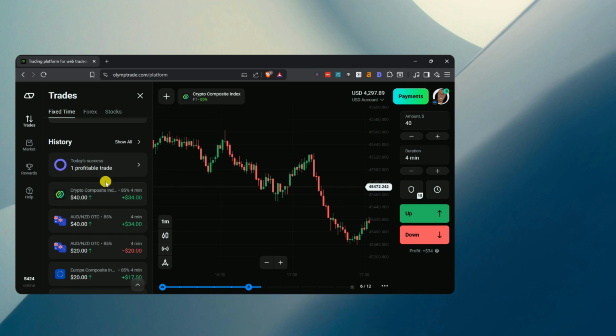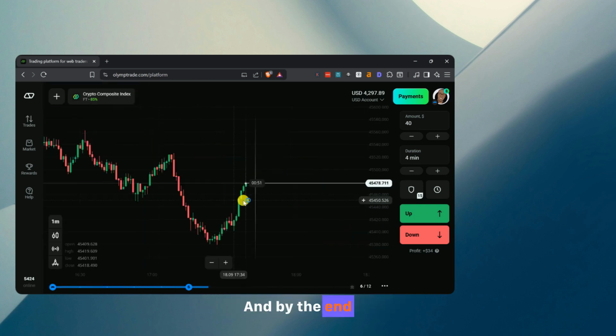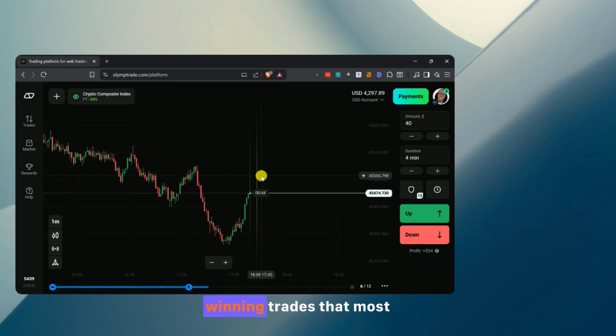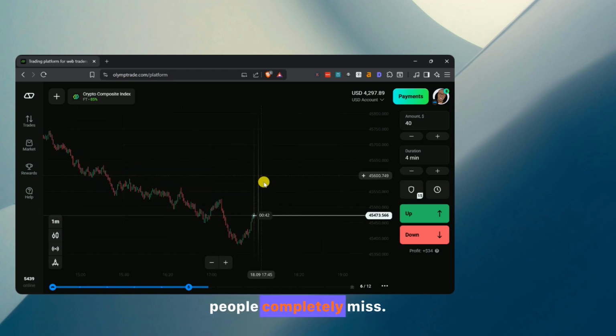These aren't just random indicators I picked out of a hat. These are the 3 that have personally made me more money than any fancy, complicated system ever did. And by the end of this video, you'll know exactly why these 3 work so well together and how to use them to spot winning trades that most people completely miss.